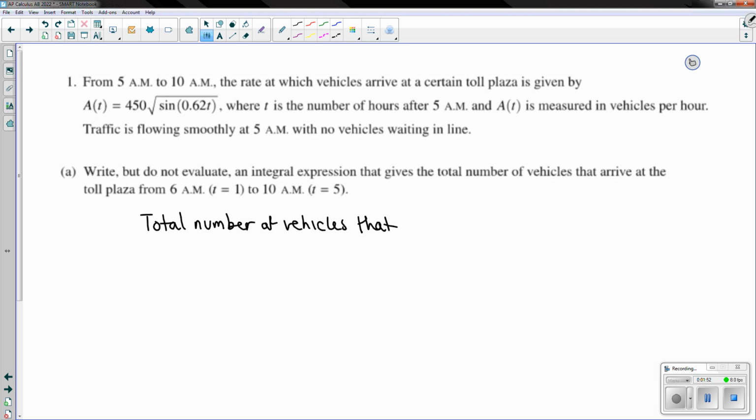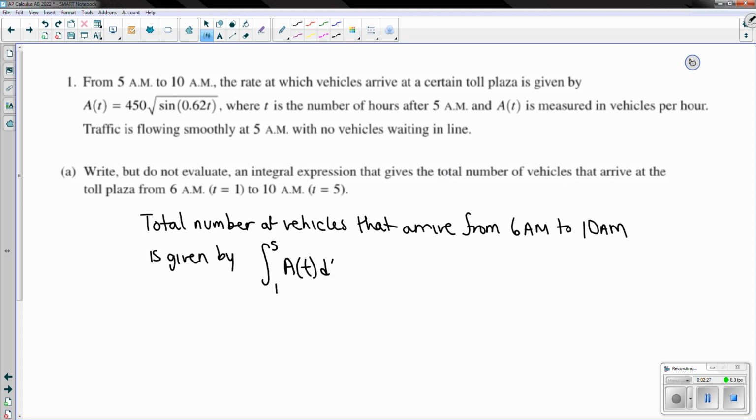that arrive from 6 a.m. to 10 a.m. is given by, and we're going to write that integral that would make that calculation. So we're going to integrate, once again, because we need an accumulation of the vehicles per hour over a given time frame, 1 to 5, and we are given a function that determines a rate at a specific time. So integrating from 1 to 5, we can write A of t dt.